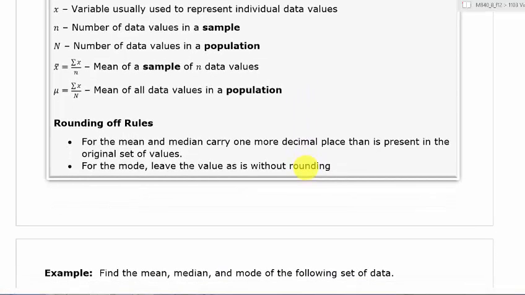When you're rounding for a mean or a median, you want to carry it one more decimal place than what's present in the original set of data values. If you need to round, that's how you would round. For the mode, you leave the data value as it is without doing any rounding at all.